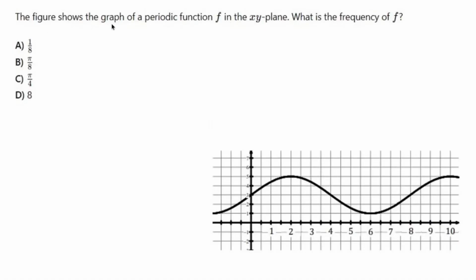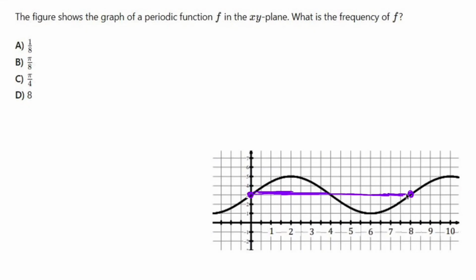The figure shows the graph of a periodic function f in the xy plane. What is the frequency of f? Well, in order to find the frequency of f, we must first find the period. The period is how long it takes for the function to completely repeat. So if we look at 0 and see how it's matched up with 3, it completely repeats at 3 again 8 units later. Okay?